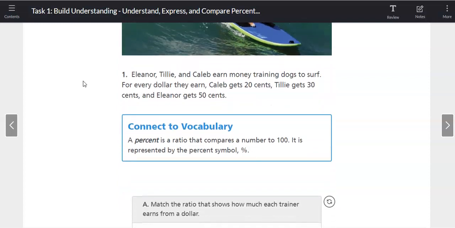Now, before we get too much further into the problem, here's our first vocabulary word. A percent is a ratio that compares a number to 100. Because if you think about it, when you get a test, you try to get out of 100. So percents are always going to be out of 100. And they're followed with this sign right here, which is the percent sign.